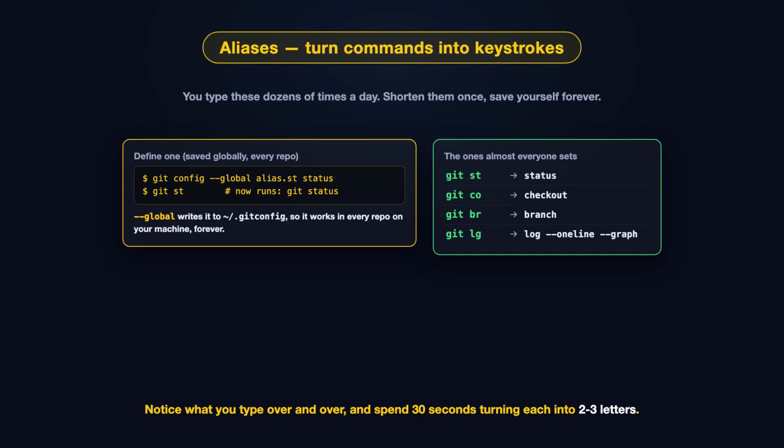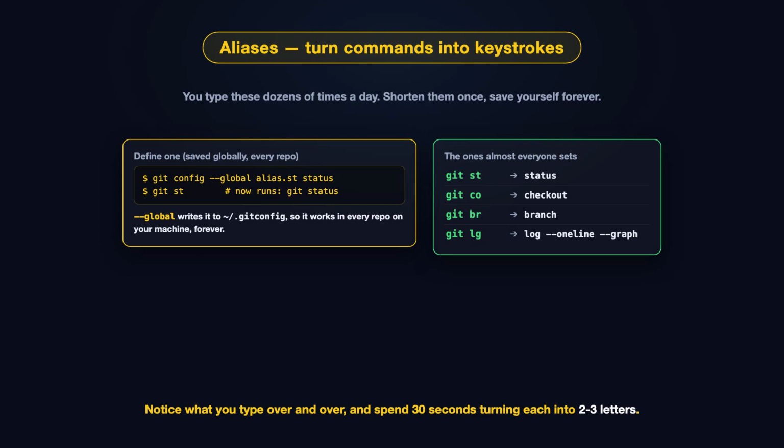A few that almost everyone sets up: st for status, co for checkout, br for branch, and a longer one, lg, to map to log --oneline --graph, so a single git lg draws that pretty history graph you would otherwise have to type out in full every time. You can alias anything, even chain multiple flags into one short word, and you can open the config file directly to edit them all at once.